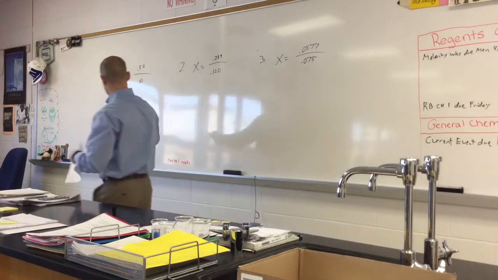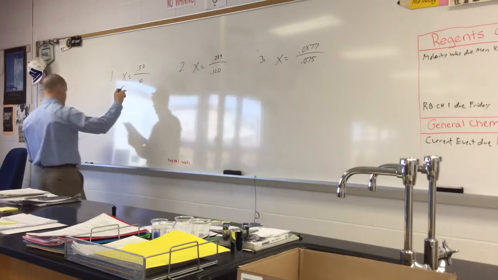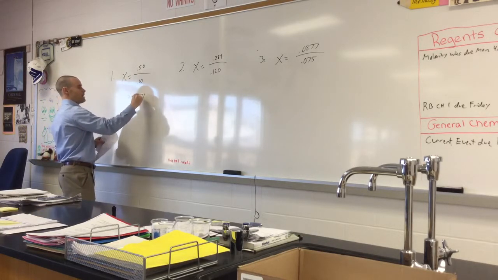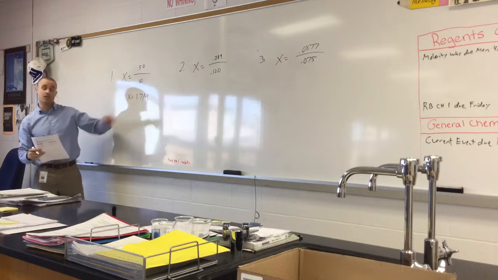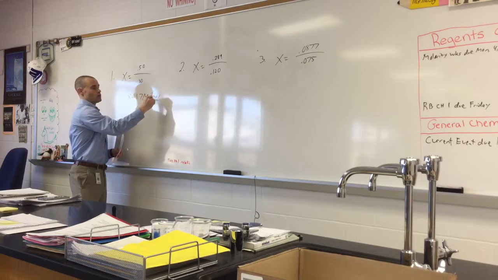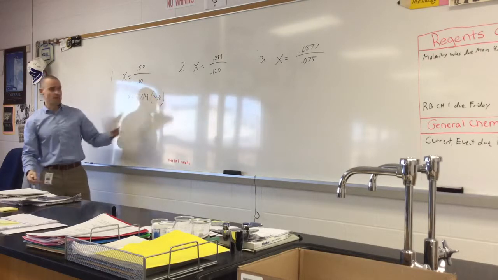And this one, we get, let's see, 2 sig figs. So x equals 1.7 capital M. Capital M is the unit for molarity. Or you could do moles per liter. Either unit's fine.